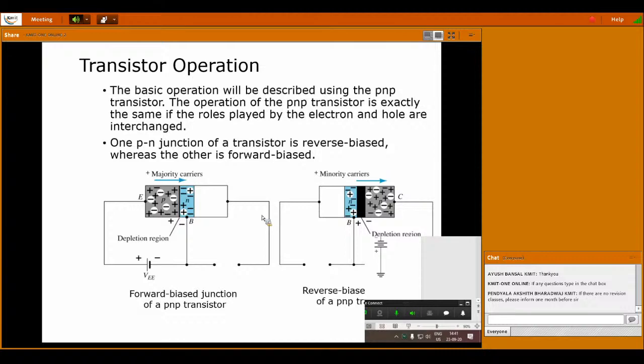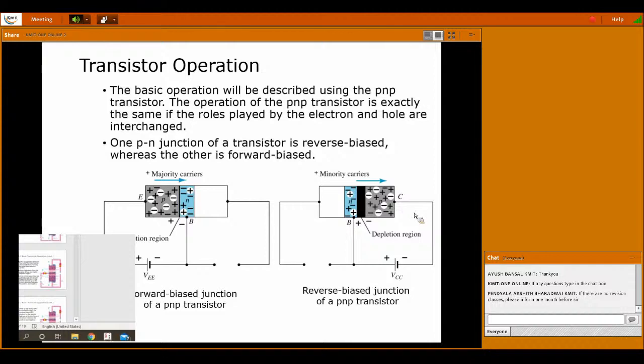Now this is the operation of the transistor in PNP configuration. In order to apply the forward bias, we apply the positive terminal of VEE to the P-type emitter and the negative terminal to the N-type material. Whereas the output junction must be reverse biased. So we apply the negative terminal of the supply voltage VCC to the P-type collector and the positive terminal to the base, which I am taking as a common base configuration. So here I took the base as common.